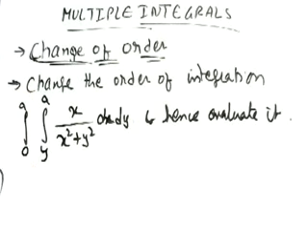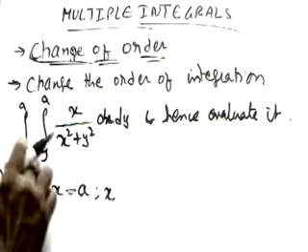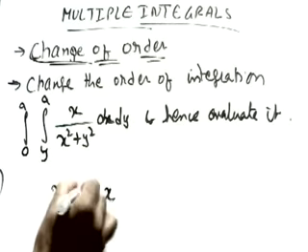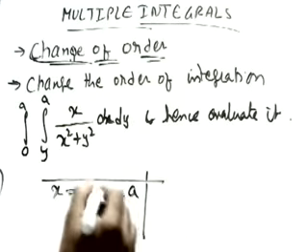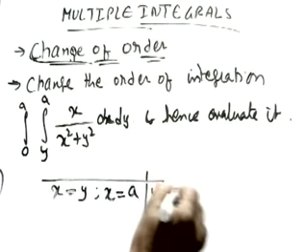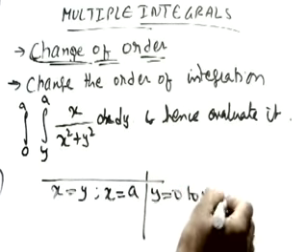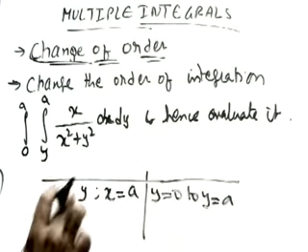This is given in dy, that means this is x. So what are the limits of x? x equals y to x equals a. These are the given limits, and y is given in constant. So the y limits are y equals 0 to y equals a. This is the given one.